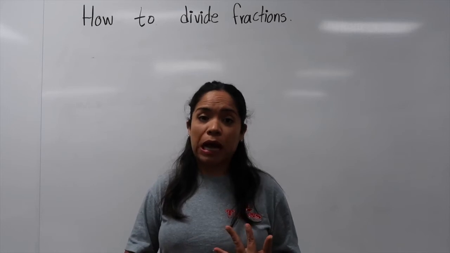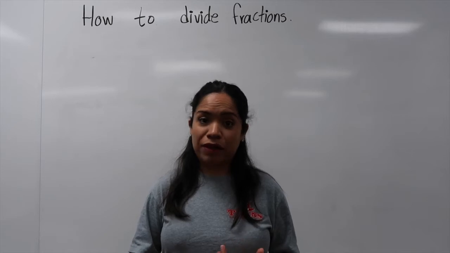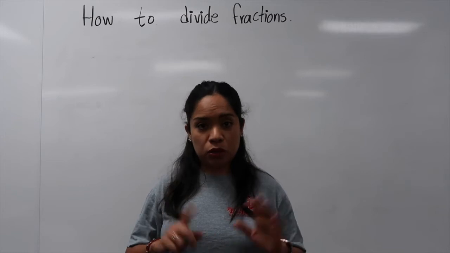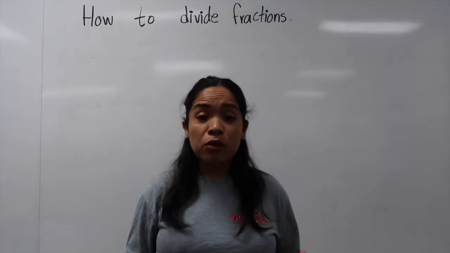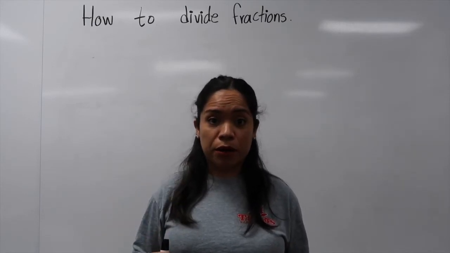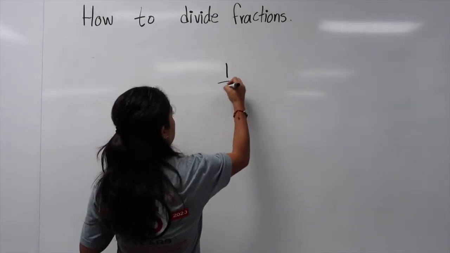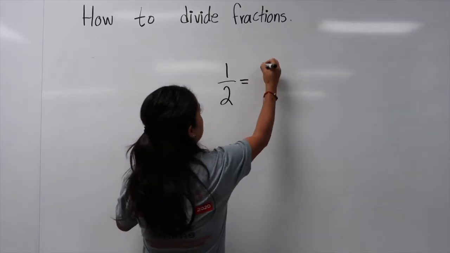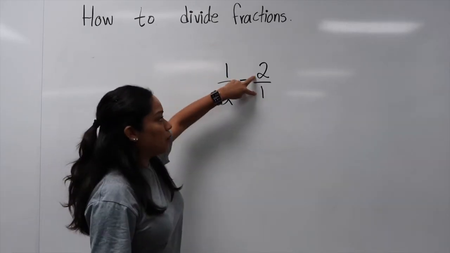You need to know how to change a mixed number into an improper fraction and vice versa, an improper fraction into a mixed number. So let's review briefly how to do those things. The reciprocal of a fraction is when you flip the numerator and the denominator. For example, the reciprocal of 1/2 will be 2/1. We just flip the numerator and denominator.